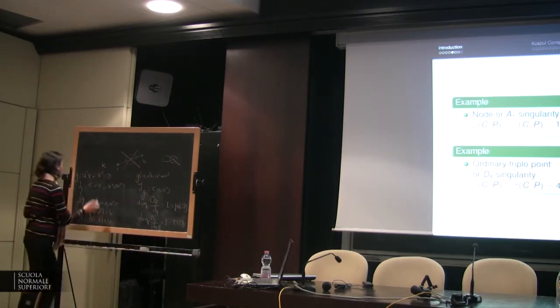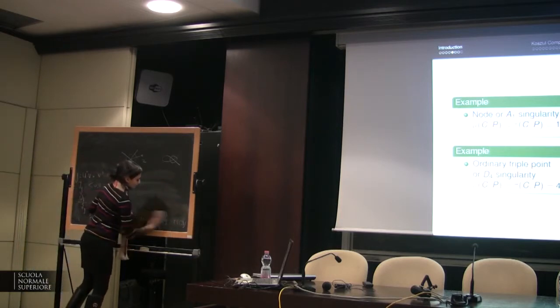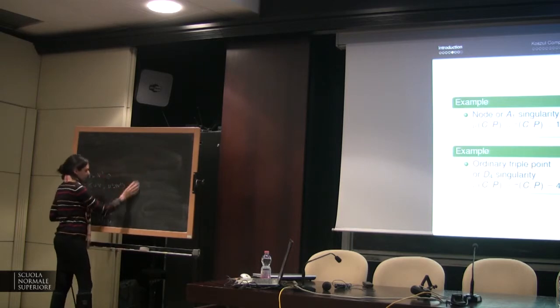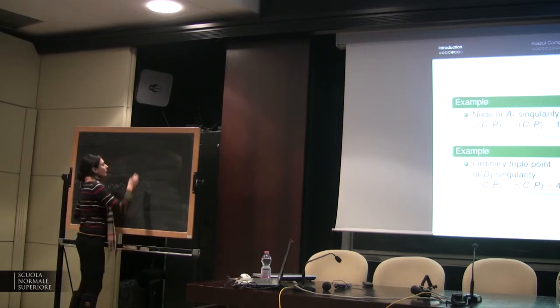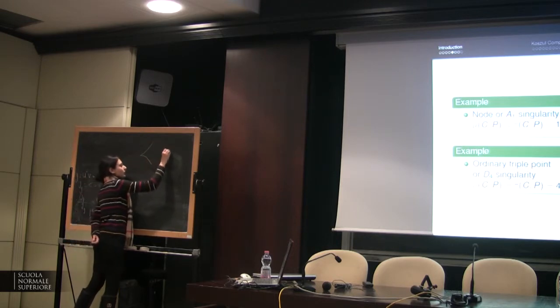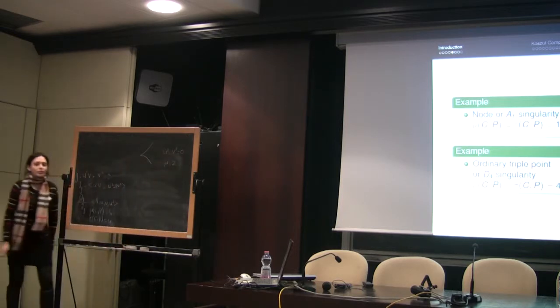Let us also consider another example. For example, the cusp, which is u squared minus v cubed equals 0, we can find that the Milnor number is equal to 2, which is also equal to the Tjurina number.